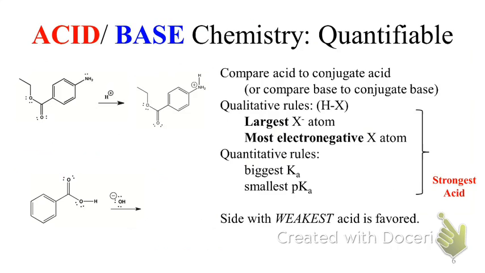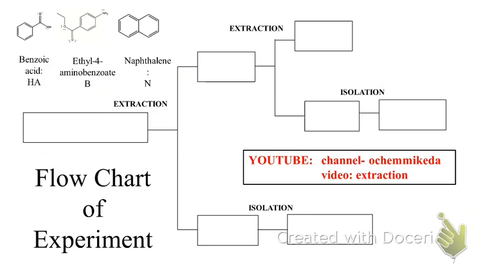As far as the lab goes, this is the only lab where you'll see the quantitative rules show up. You can look back to Ka's and pKa's. The biggest Ka is the most acidic. The smallest pKa is the most acidic as well. So looking at those numbers, you can do quantitative comparisons to decide where your strongest acids are. And then as we said already, the side with the weakest acid is the one that's favored. So how can we now use this information?